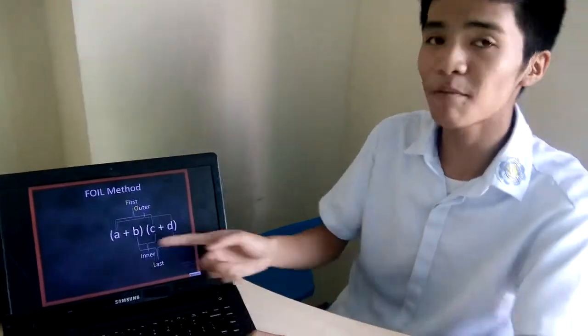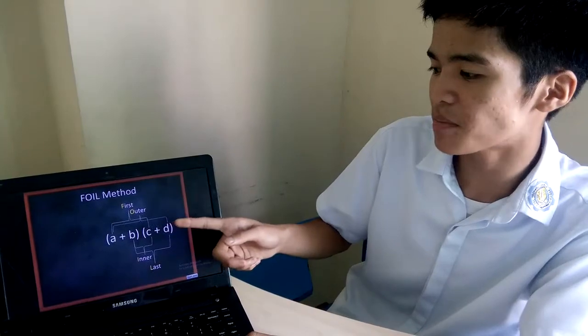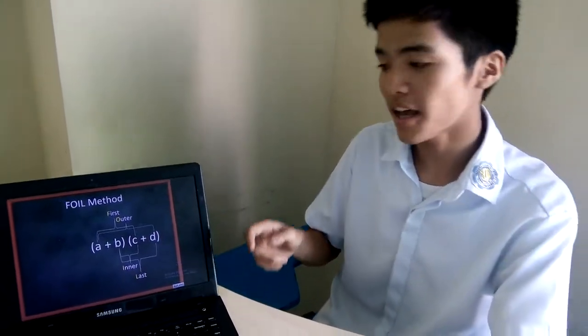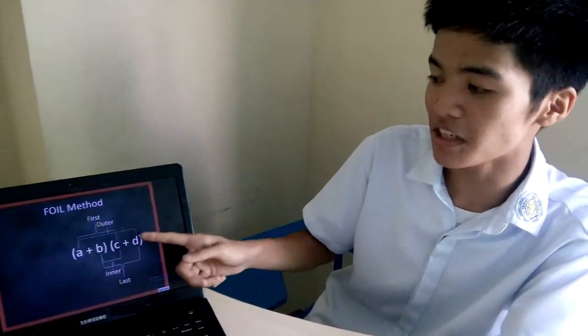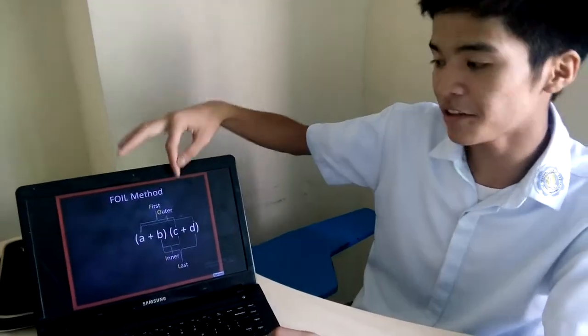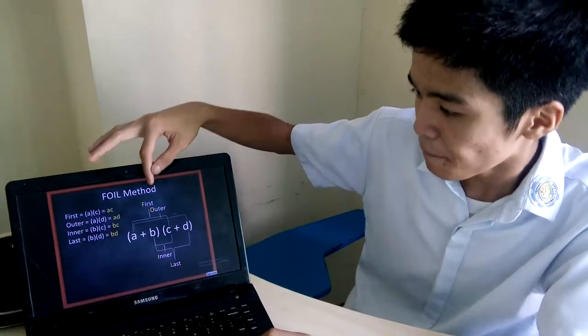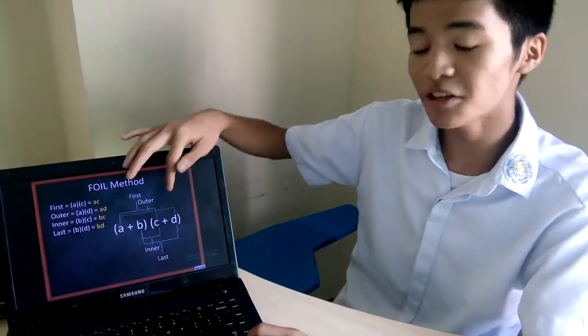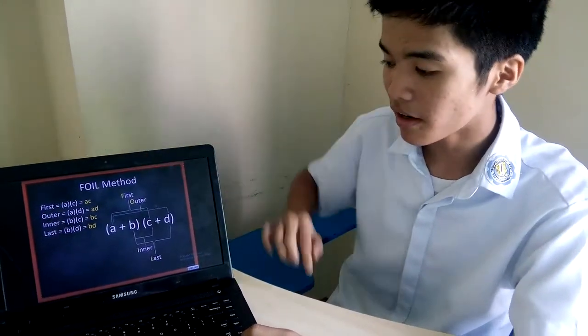As an illustration, I have here the quantity A plus B and the quantity C plus D, where A and C are the first terms, A and D are the outer terms, B and C are the inner terms, and B and D are the last terms.